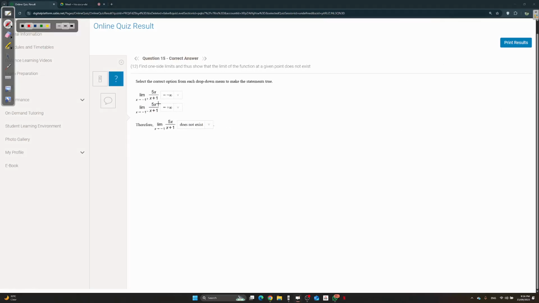Okay, this is really easy. When you substitute minus 1, you're going to get negative 5 over 0. Alright? Now, this is infinity. Here, you're also going to get negative 5 over 0, which is also infinity. But you need to know whether it's negative infinity or positive infinity. So this is exactly what you need to do.